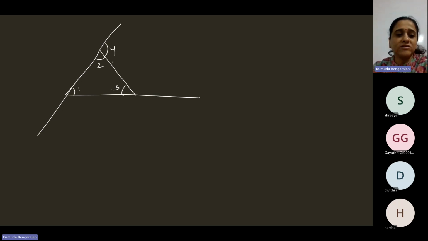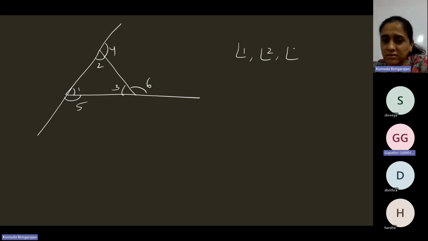Name all the interior angles of the triangle. Angle 1, angle 2, and angle 3 are the interior angles of the triangle, right? Exterior angles are angle 4, angle 5, and angle 6. Correct.